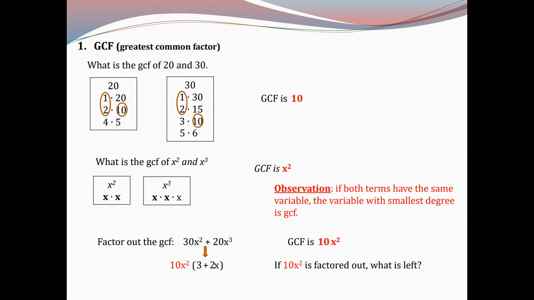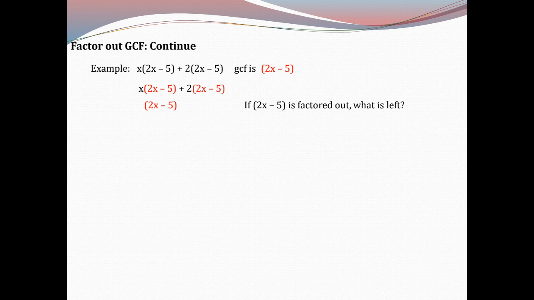Okay, so again, this is how factoring works. Let's look at this other example. What if we have x times (2x minus 5) plus 2 times (2x minus 5)? What is the GCF of this example? One of the things hopefully you notice is that they both share a 2x minus 5. So that would be my GCF. The thing that these two expressions share is that 2x minus 5. So that is my GCF.